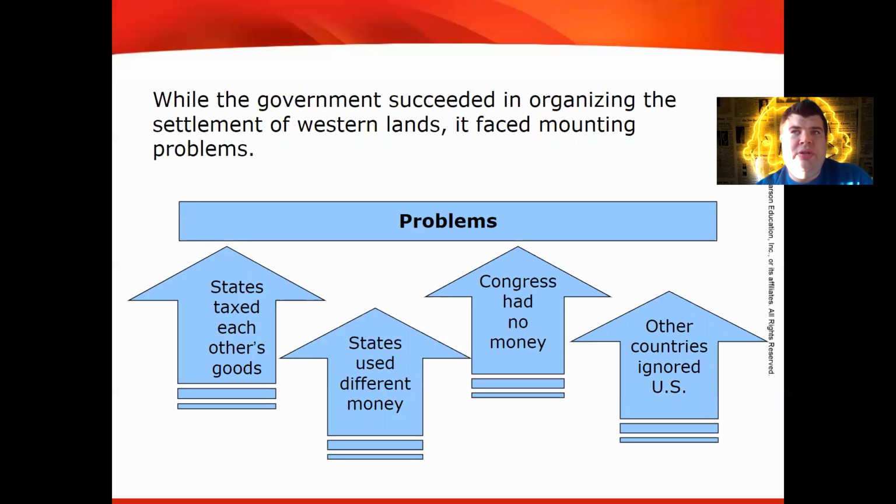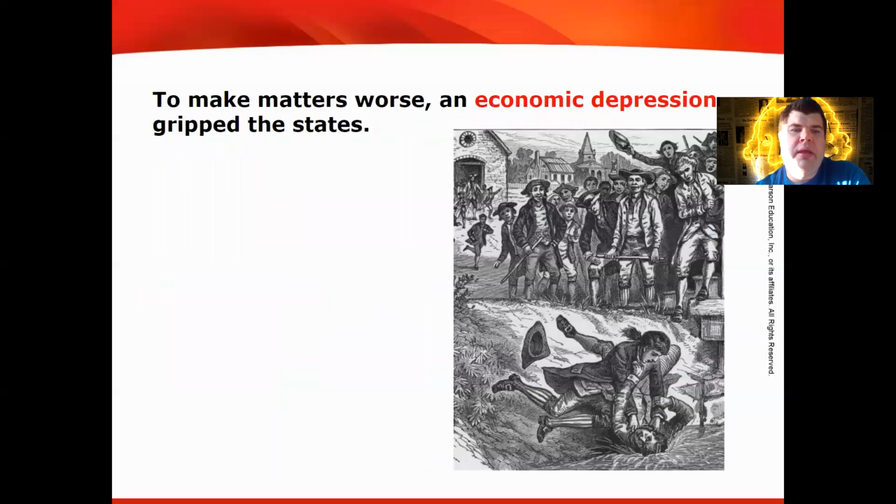Plus, who are you going to talk to? There's not a president to talk to. There's not an executive. There's just this Congress that has no power. So are you going to send a representative to talk to every one of these 13 states? It was not a situation other countries liked to deal with.